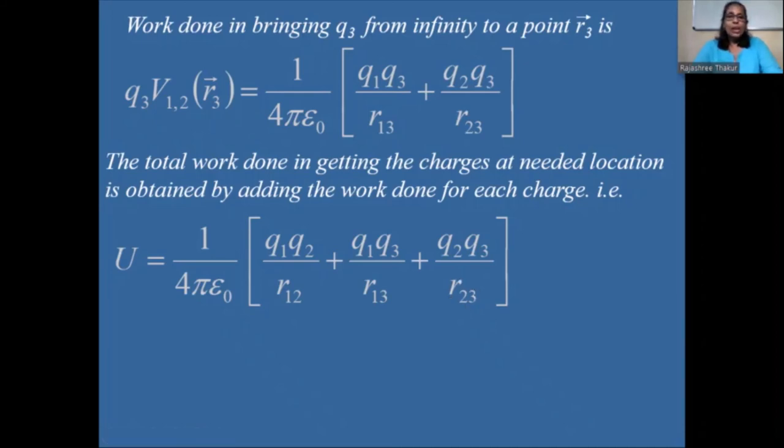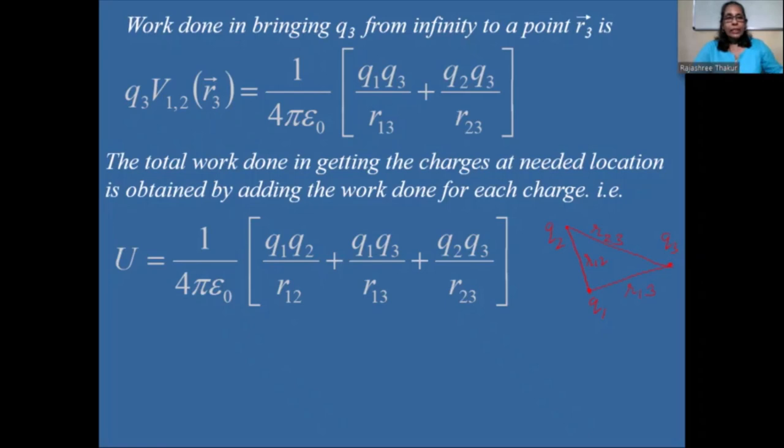So, in the beginning we got charge, say, Q1. Then we got some charge Q2, and then we got some charge, say, Q3. So, this distance is R12. This distance is R13. And this distance is R23.